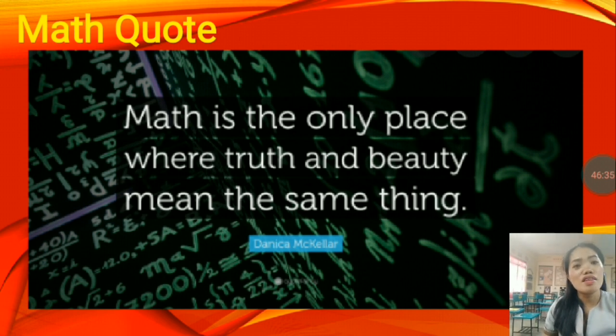Math is the only place where truth and beauty mean the same thing.